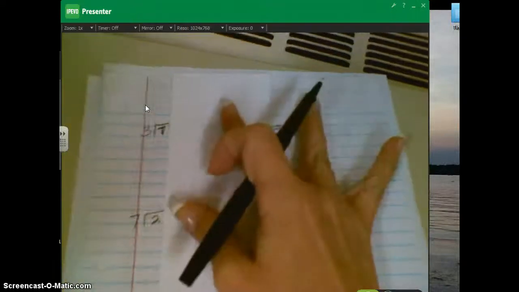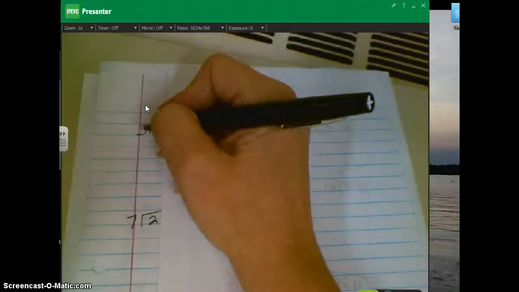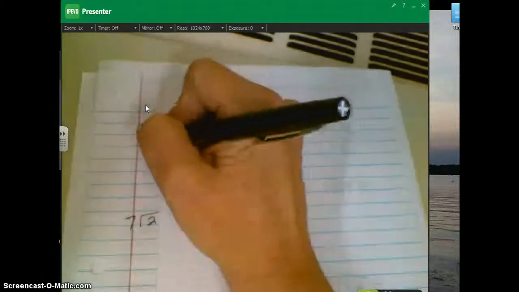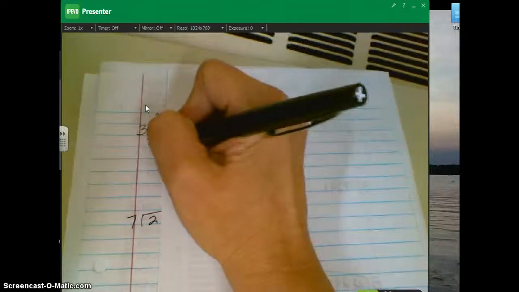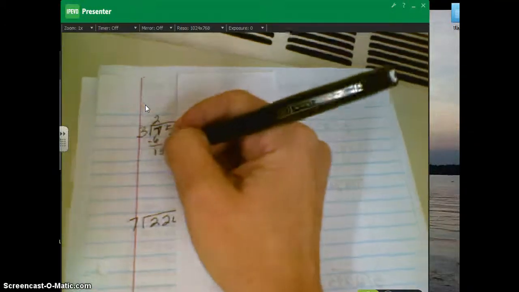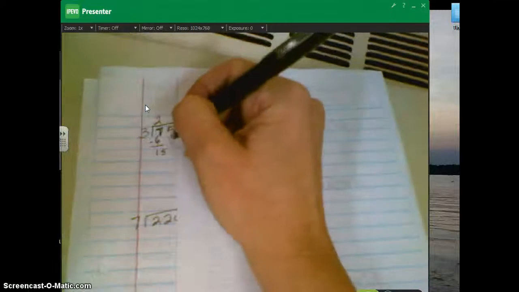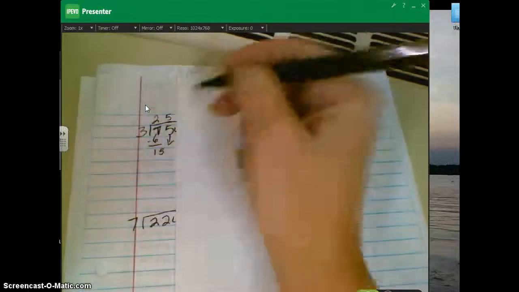So we're going to start with the first number, which is a 7, and we ask ourselves, how many times does 3 go into 7? 2, and then we write down 3 times 2 is 6. We subtract, we get 1. Bring down the next digit, and we've got 15. 3 goes into 15 5 times.